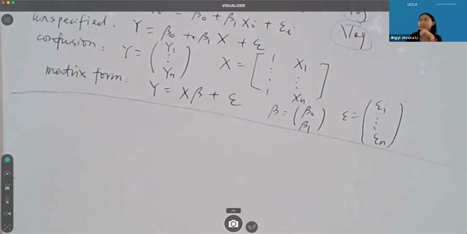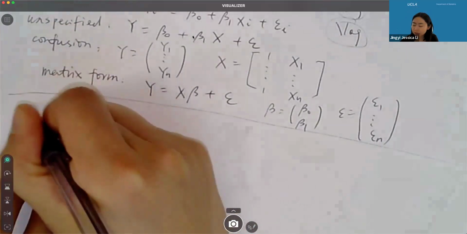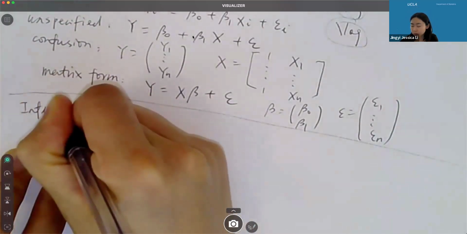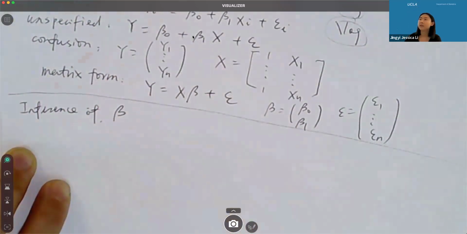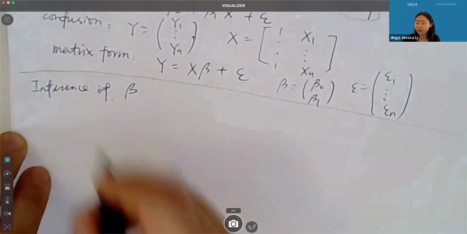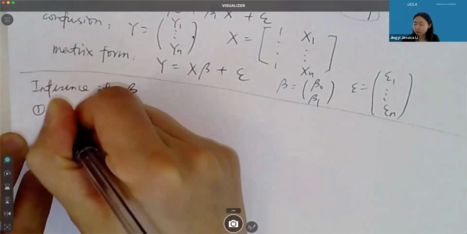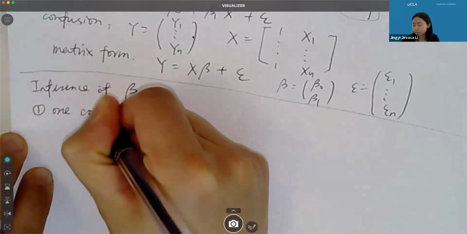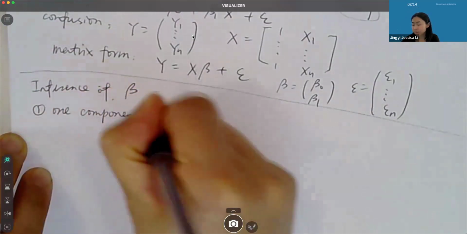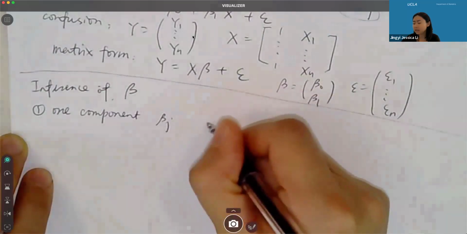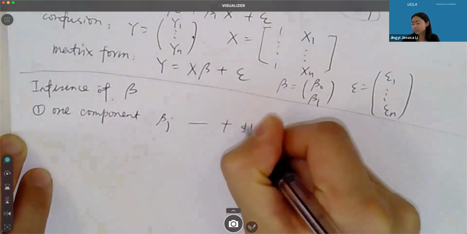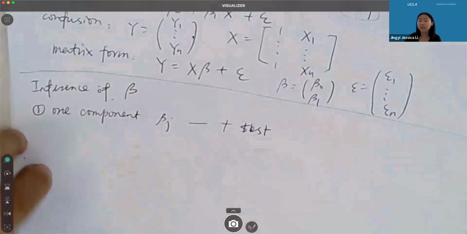Okay, so last time we talked about, just as a very quick review, the inference regarding this coefficient vector beta. We gave some cases: if it's one component, say beta j, and we test whether this beta j is 0 or not, we talk about the t-statistics and t-test.